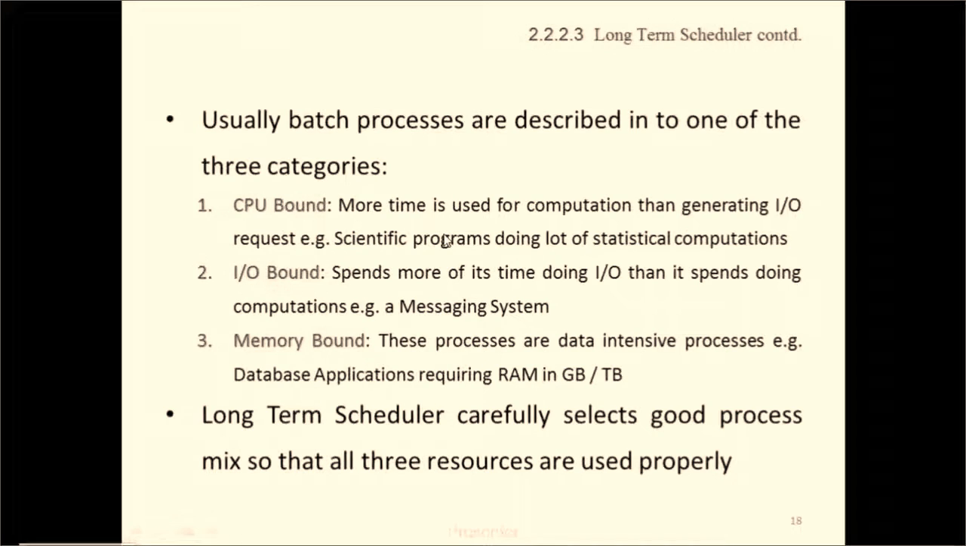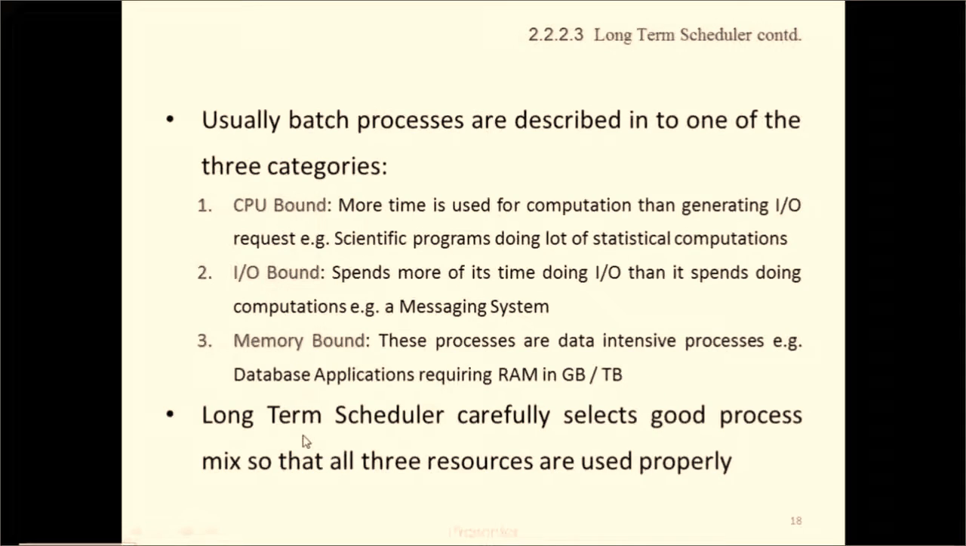The third kind or category of processes is memory bound. These are the processes which might require less CPU, might require less IO, but need a huge amount of RAM. So these processes are data intensive processes. For example, database applications always work with huge data, and they might require RAM in gigabytes or terabytes. So their memory RAM requirement is higher.